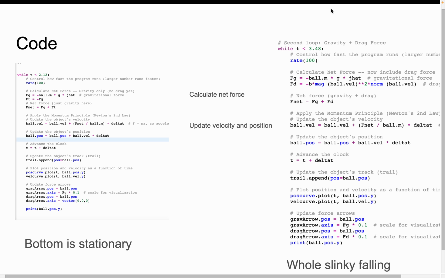Here, there's no more tension force from the top of the slinky. So the forces are the gravitational force, and then as it's falling, there is a drag force from the air resistance. That was the net force. I updated the velocity, updated the position, and that was how I got my predicted position data for the same experiment.